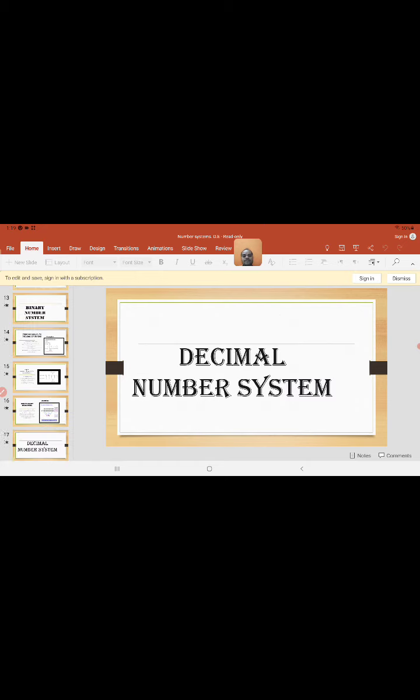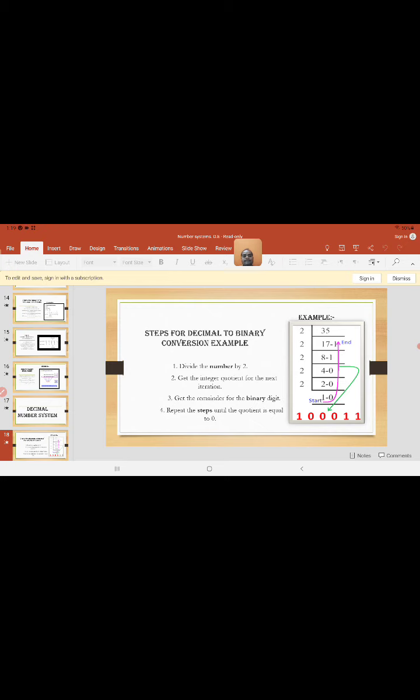Next one, decimal number system. So here, how to convert a decimal number into a binary number. In this case, we have to divide the given decimal number. So here we are converting decimal to binary, that means base 10 to base 2. We have to divide these numbers with 2 here.